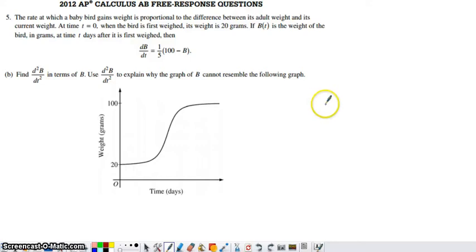So here's part B of number 5 from the 2012 A, B, and BC exams. And in part B, they want us to find the second derivative of b with respect to t. It's allowed to be in terms of b, and then we want to use it to explain why the graph of b cannot resemble this graph. So we have the first derivative right here.